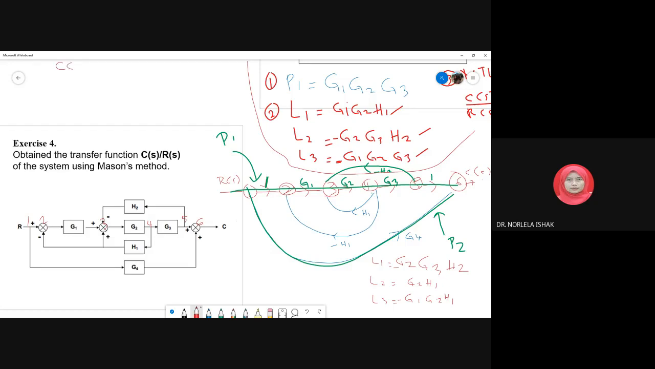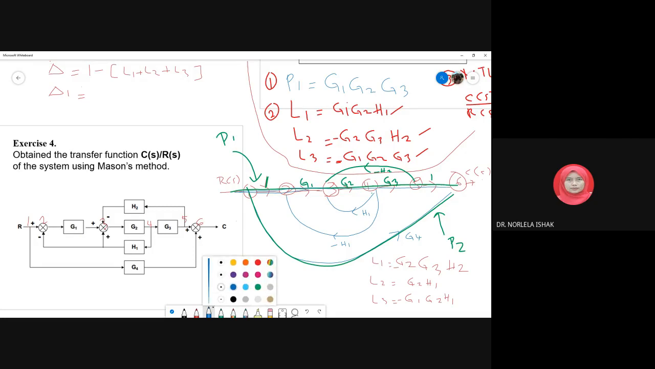Okay, sekejap. Kita buat determinant dulu. So, how about our determinant? Determinant sama dengan 1 minus L1 plus L2 plus L3 kan? Okay, so we don't have non-touching, so kita tak perlu buat lah. Okay, so how about your cofactor? Cofactor meaning we have 2 cofactors. Kita cari dulu cofactor number 1. Cofactor number 1, this is our root for cofactor number 1.